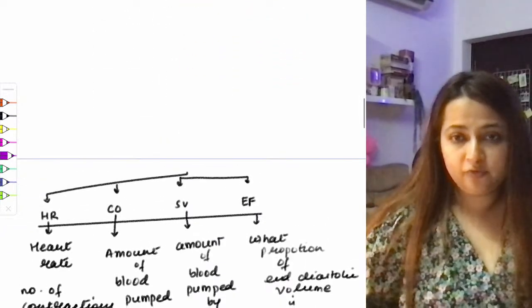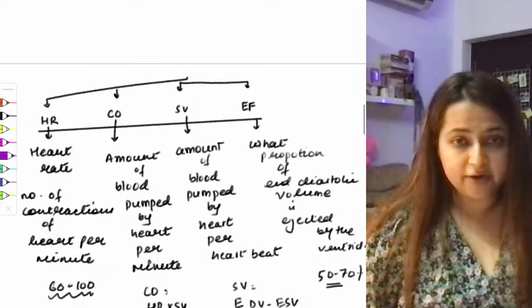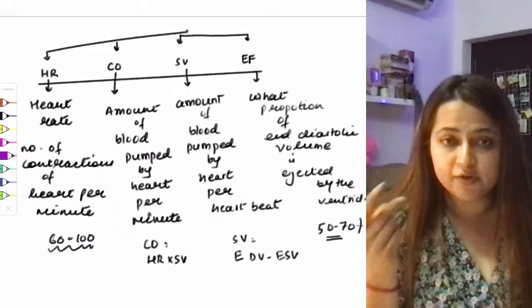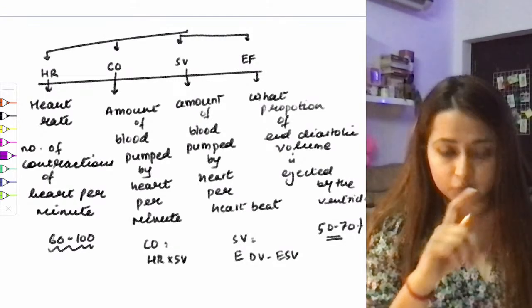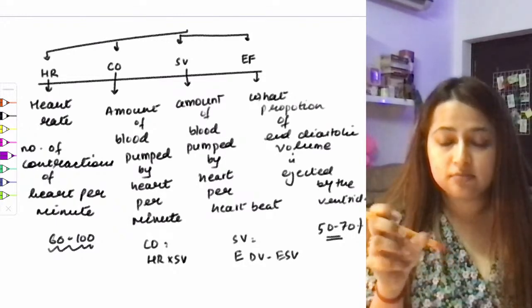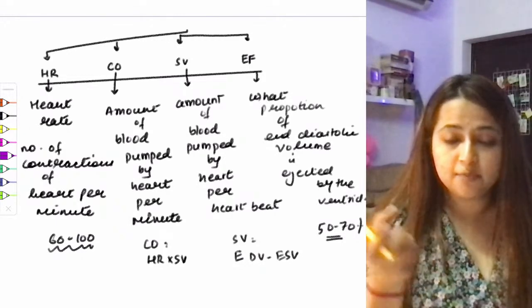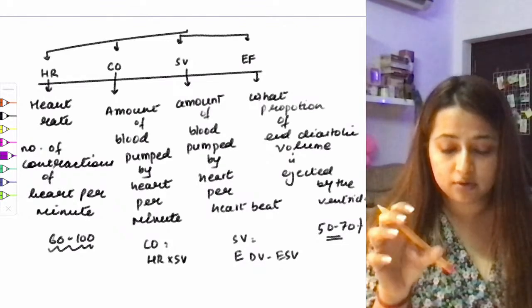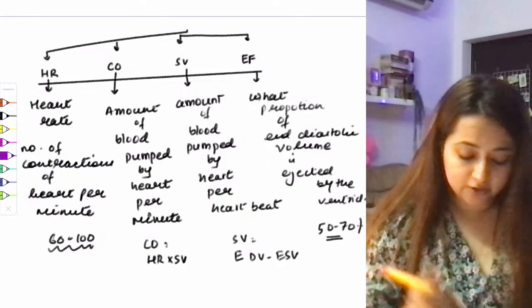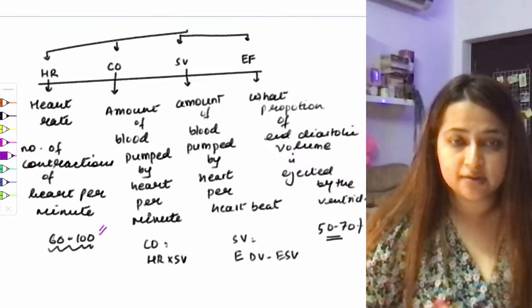Now let us try to understand a few basic terms in cardiac physiology. So we have heart rate, cardiac output, stroke volume, and ejection fraction. Okay. When you talk about heart rate, it is the number of contractions the heart is beating per minute, right? So the number of contractions of the heart per minute, that is heart rate. And the normal heart rate is 60 to 100, you know this.